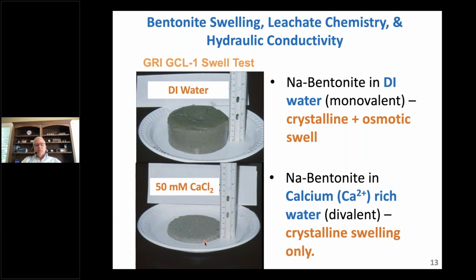So we're only getting crystalline swelling in the lower one, very little swelling at all. And the upper one, we're seeing crystalline, but most importantly, that very bold and significant osmotic swelling. And it's that osmotic swelling that gives hydrated bentonite that greasy feel, which we rely on in environmental applications, whether it's a liner or we're sealing a water well or building a soil bentonite cutoff wall. In all those applications, we're depending on osmotic swell.